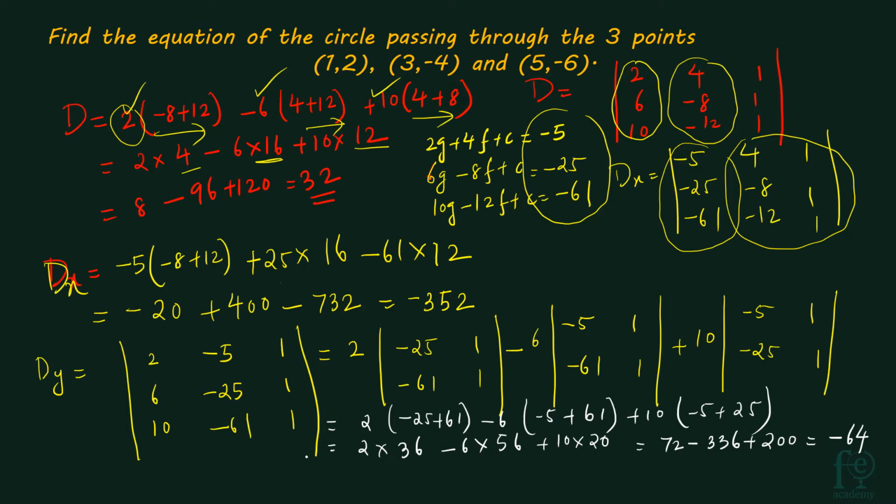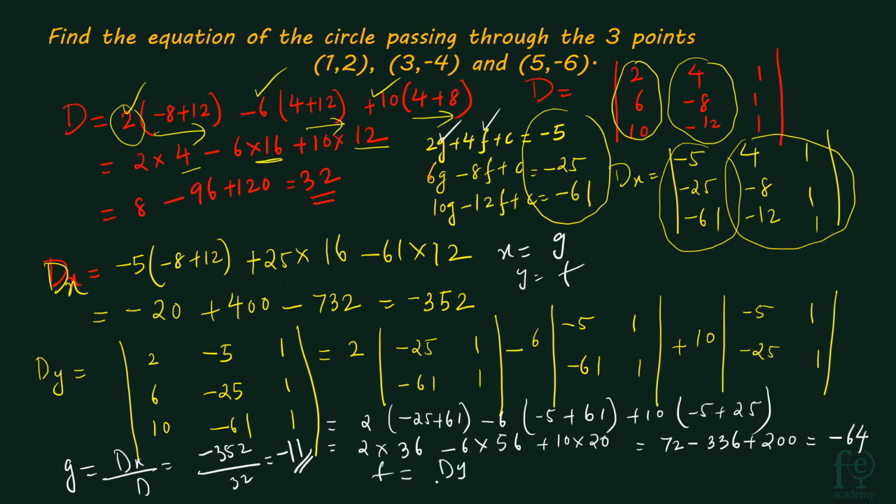Now you need not go for the expansion of dz and all, you can straight away find out x and y, from there you can find out z. So that will be better. Okay, so here what is x actually? X is g and y is equal to f. So what is g? G will be equal to dx by d, which will be equal to minus 352 divided by 32 is equal to minus 11. And what is f? F is equal to dy by d, which will be giving you minus 64 divided by 32 is equal to minus 2.